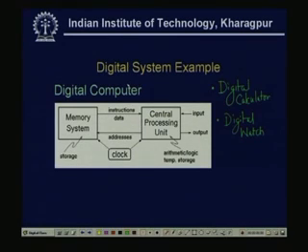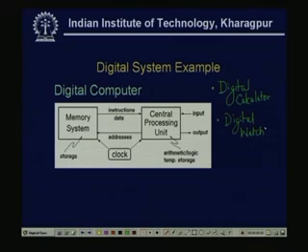Now see, again this CPU I can think of as a digital subsystem. Again my memory system is a digital subsystem, and the two things together, and not only the two, actually that ALU, that other temporary storage, all the things together, I can tell that this is a full digital system.